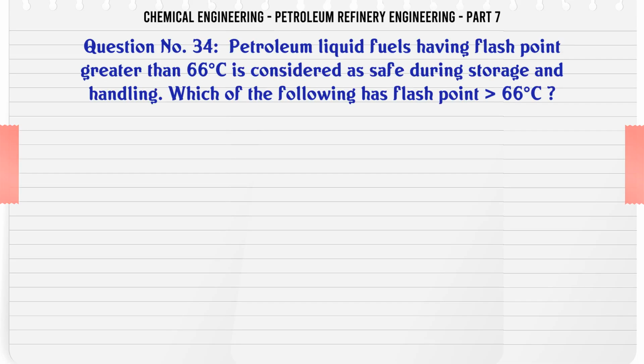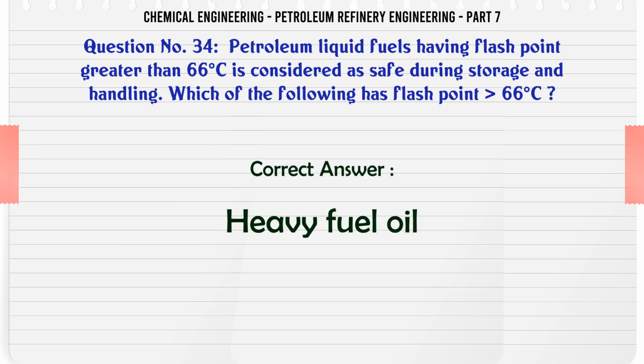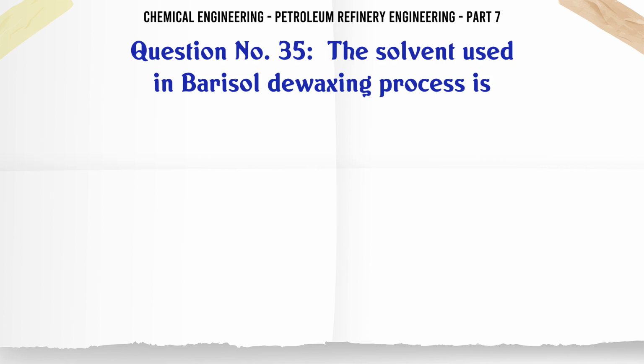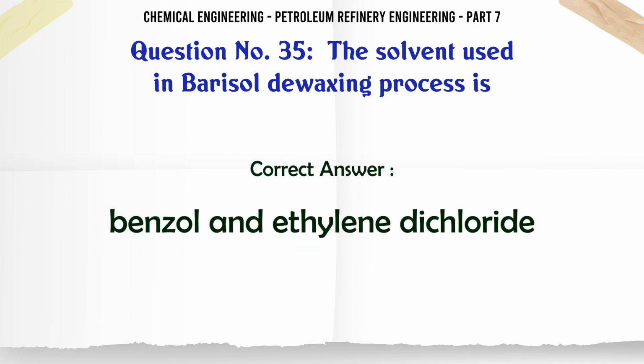Petroleum liquid fuels having flash point greater than 66°C are considered as safe during storage and handling. Which of the following has flash point above 66°C? A. Naphtha, B. Petrol, C. Kerosene, D. Heavy fuel oil. The correct answer is heavy fuel oil. The solvent used in the Barisol dewaxing process is: A. hexane, B. furfural, C. benzol and ethylene dichloride, D. methyl ethyl ketone (MEK). The correct answer is benzol and ethylene dichloride.